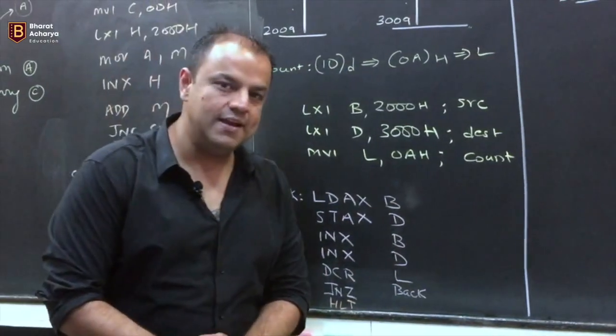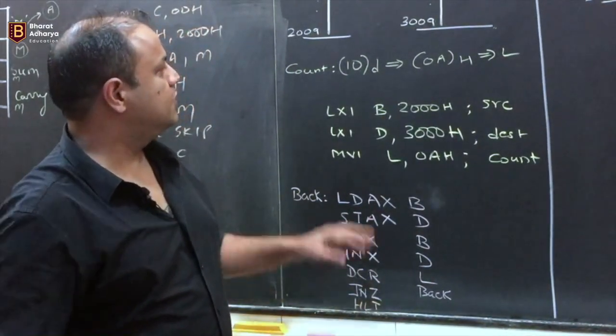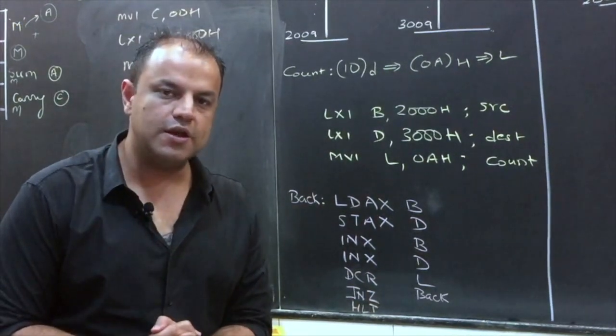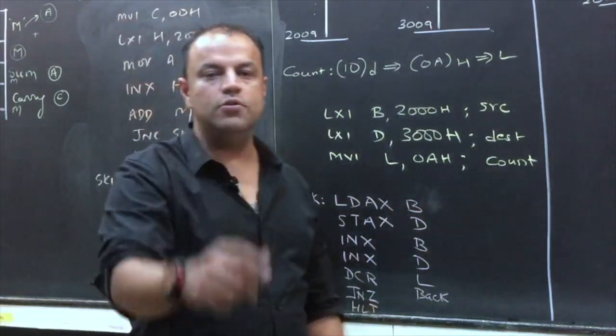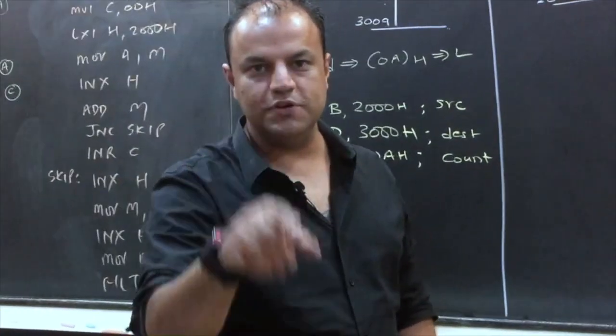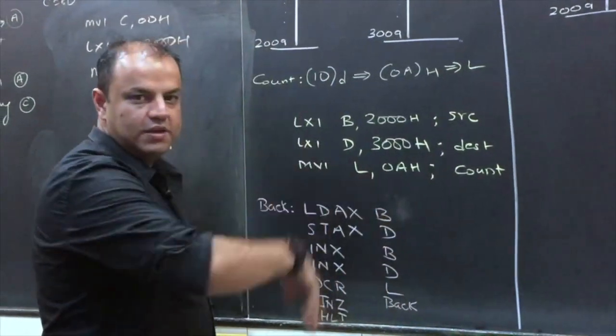Please tell me, did you understand? Now tell me, this is a program to transfer 10 bytes. If I tell you write a program to transfer 20 bytes, what will change? The program will be the same, the count will change. 20, how do you convert 20? 16 into 1 is 16, 4 is the remainder, 14H. So your count will be 14, everything else will be the same.